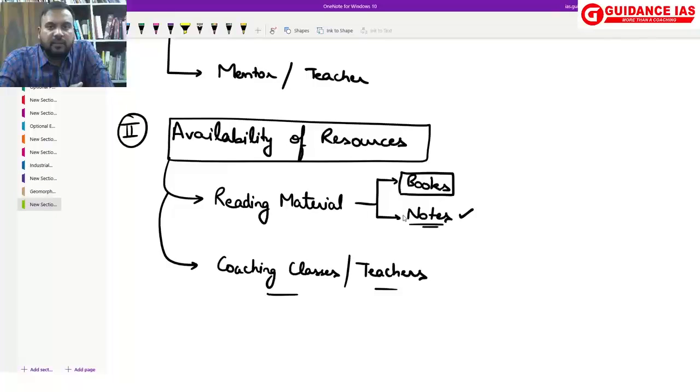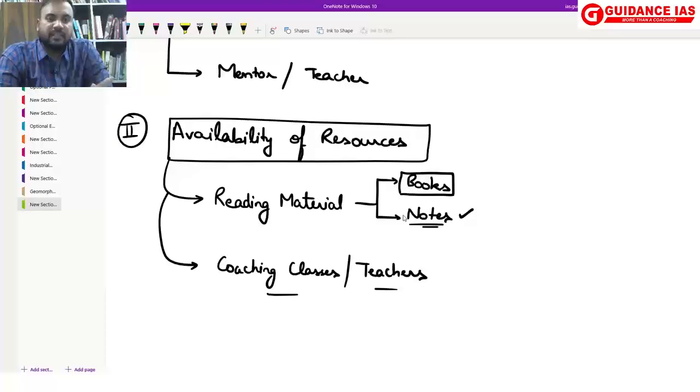ठीक है? You will be finding that almost 95% of the results, and this is not only with respect to geography, this is with respect to most of the optionals. You will be finding that at least 90% of the results are coming from where? They are coming from the English medium. Very less from the Hindi medium. And why is it so?